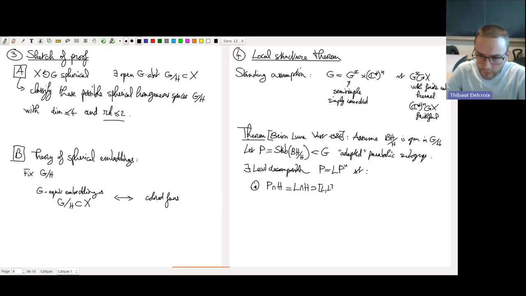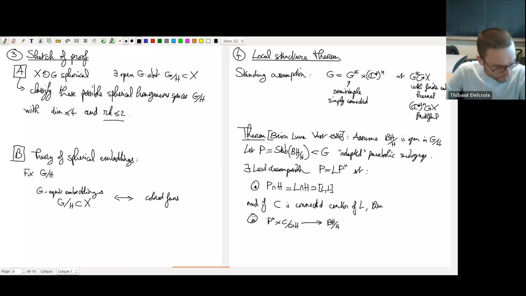And if C is the connected center of L, then we can describe the open orbit via this decomposition as this. So this map that I'm writing is an isomorphism.